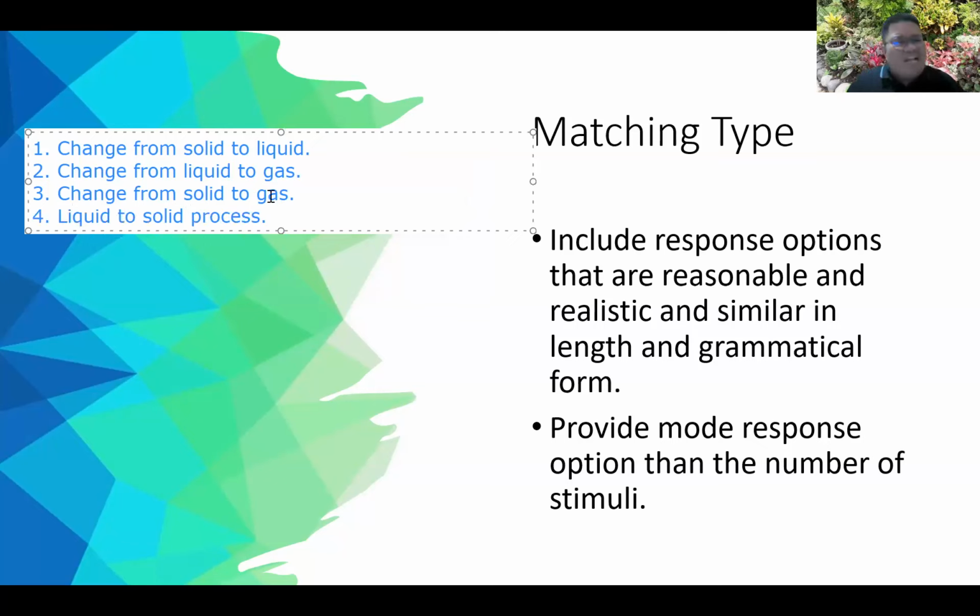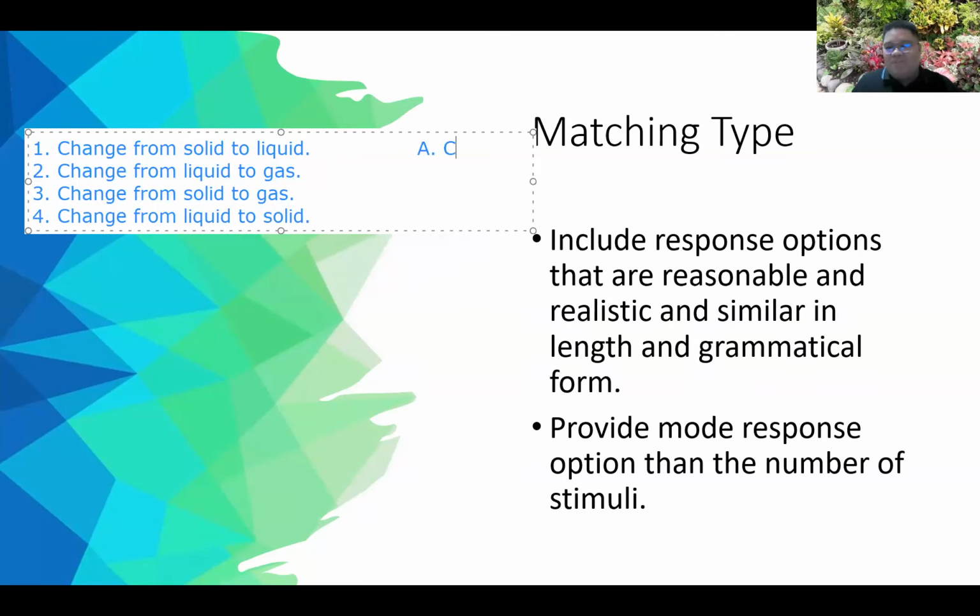If that happens, your student will get confused. Why is this one a change from, and then suddenly number 4 says liquid to solid process? You changed the structure, so the student will be confused. So you try to make it change from liquid to solid. In that way, class, they will be able to easily identify what we want them to find.